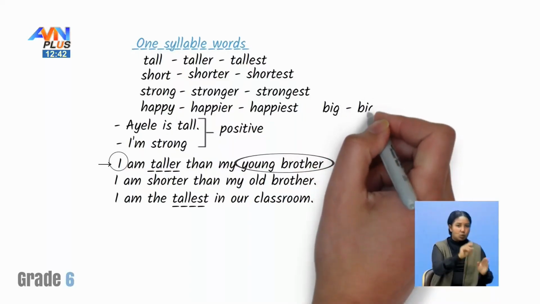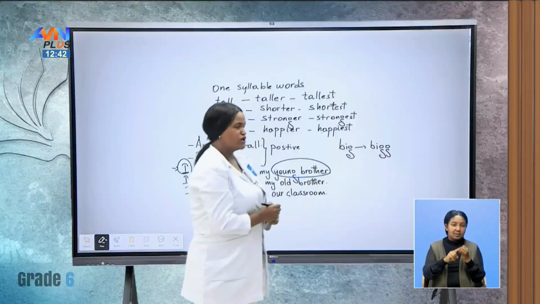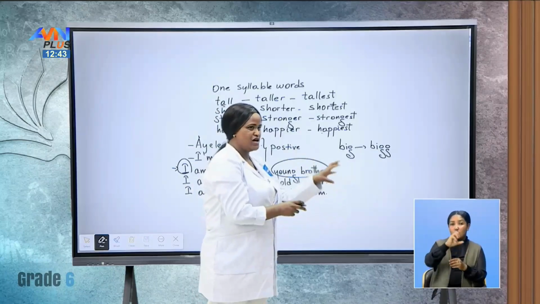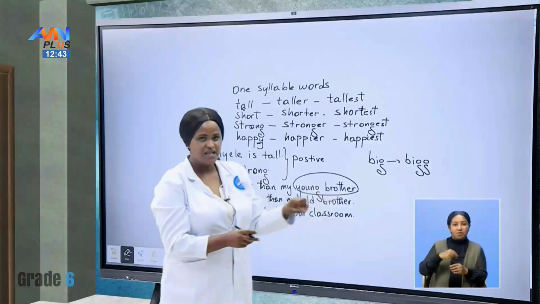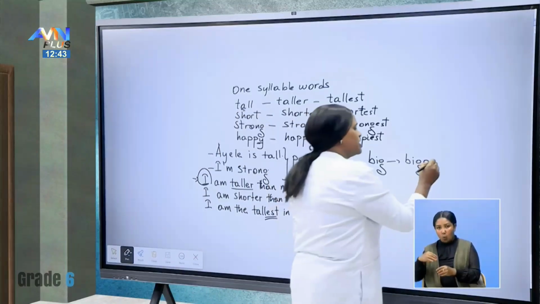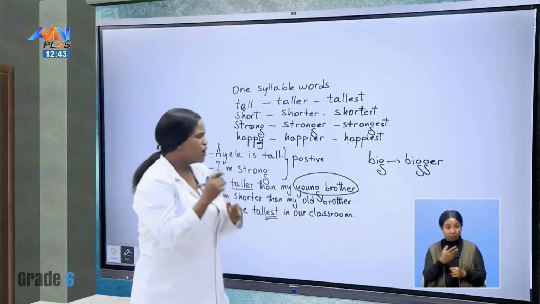B-I-G. Yeah? Then we double the last consonant. Very good. When you find the CVC, be careful. Consonant, vowel, consonant. Vowel and consonant at the end. Then the last consonant becomes what? Doubled. Big and bigger. Yeah? Big and bigger. How about this one?